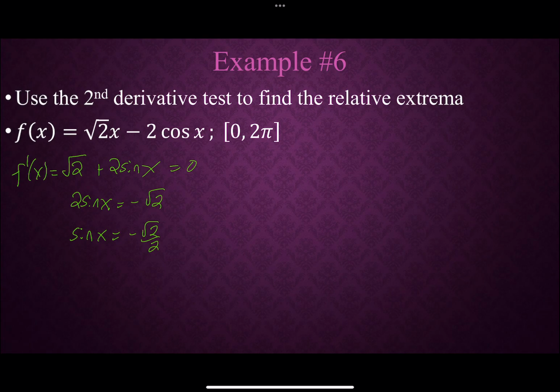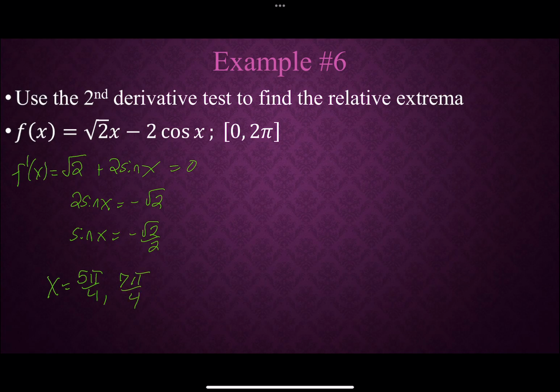Now, as always with the trig derivative, solving for a critical point, you need to be given a range of values to work with, because the trig goes on infinitely. So 0 to 2 pi is just your unit circle, so where on the unit circle is sine a negative root 2 over 2? That's going to occur at 5 pi over 4 and 7 pi over 4.